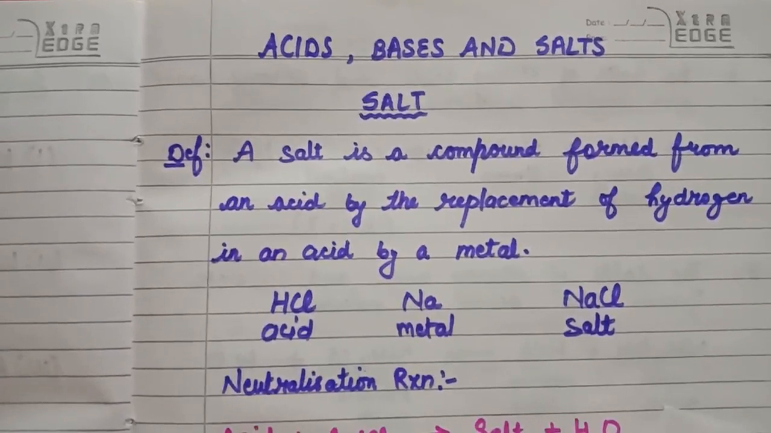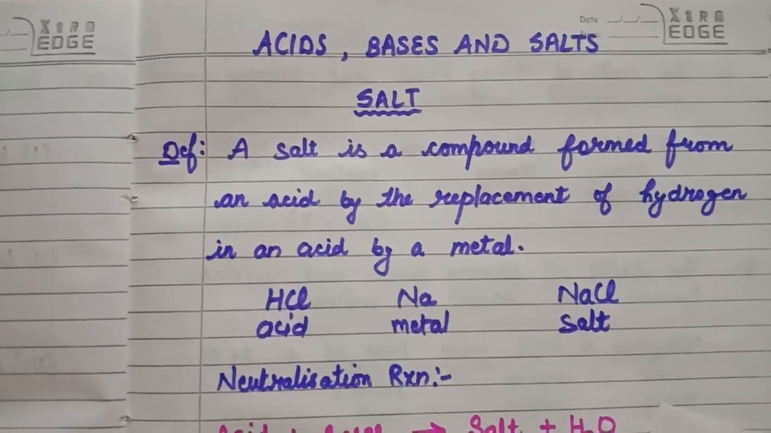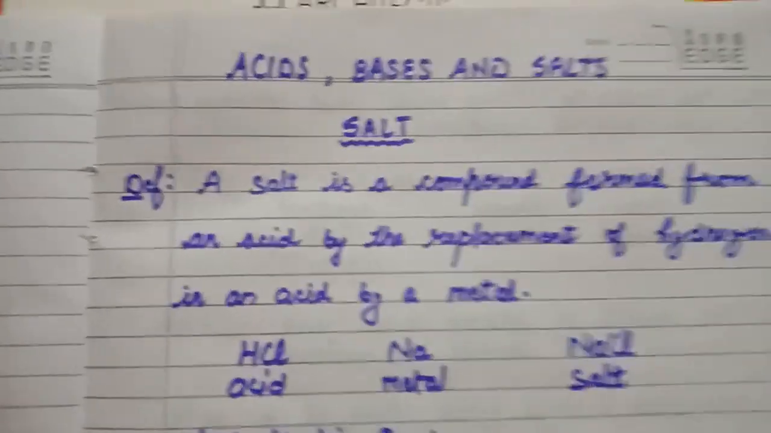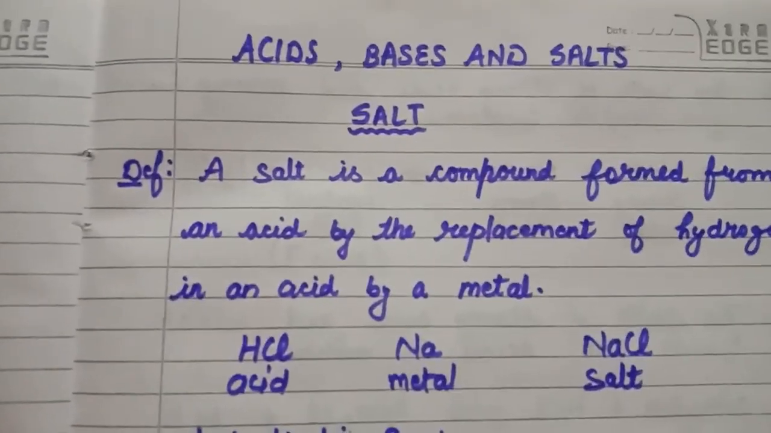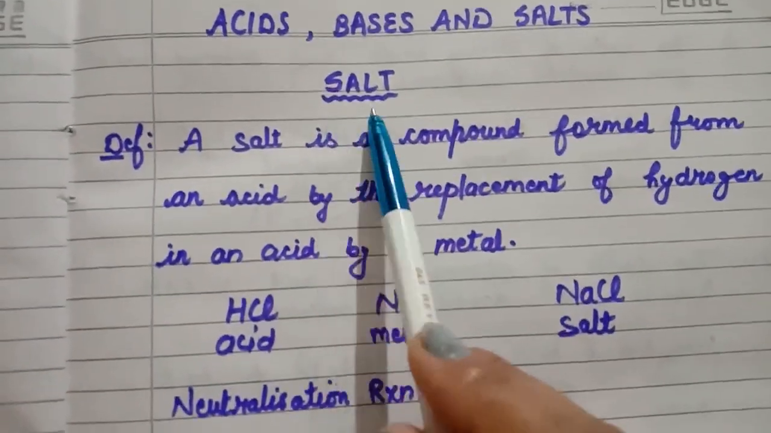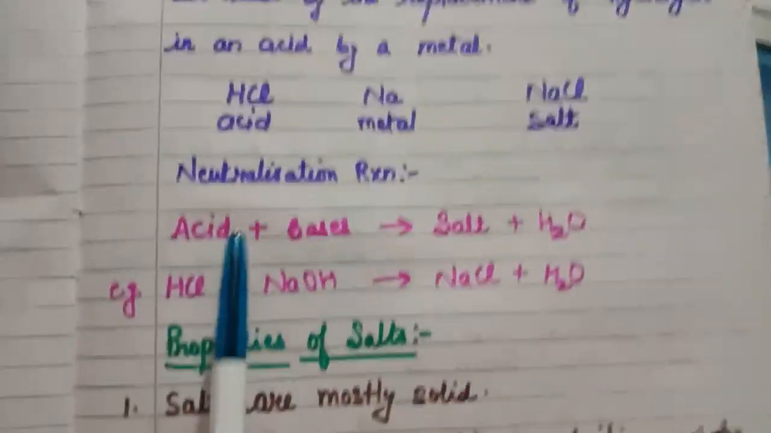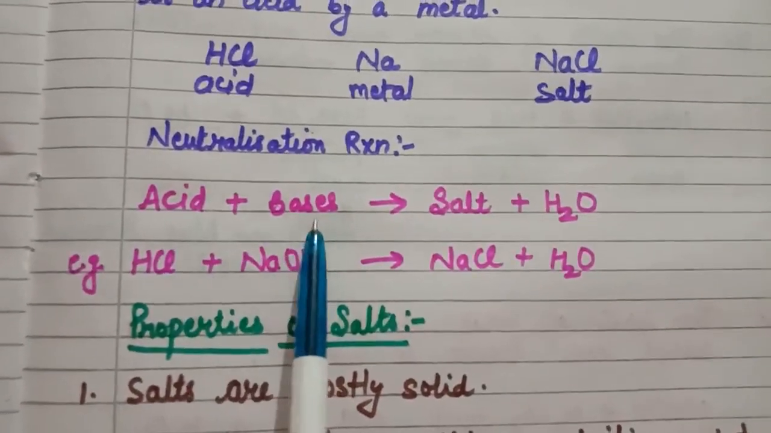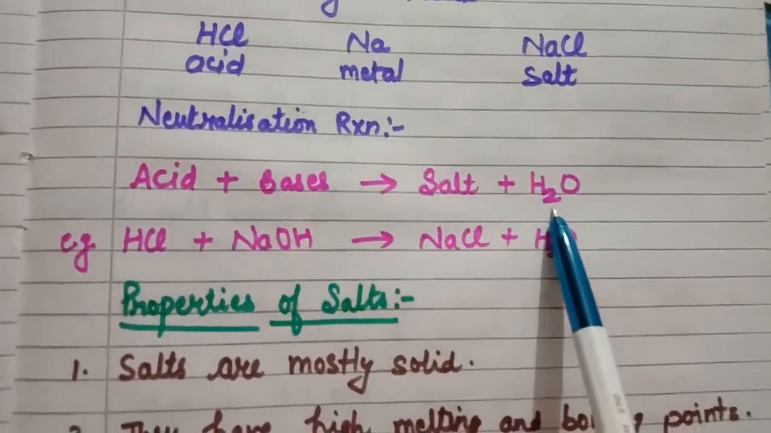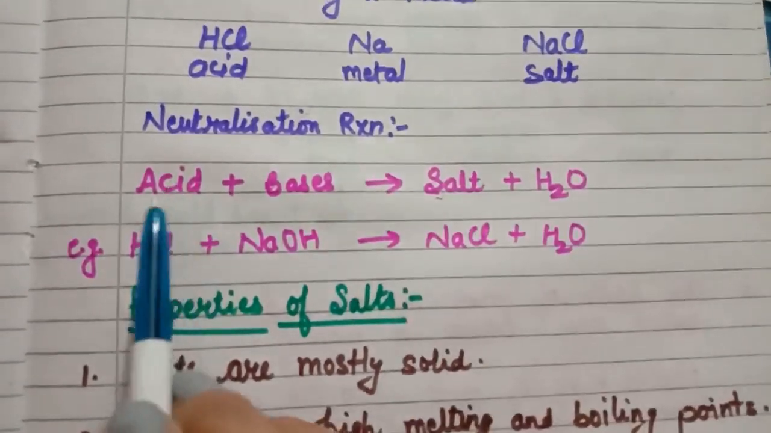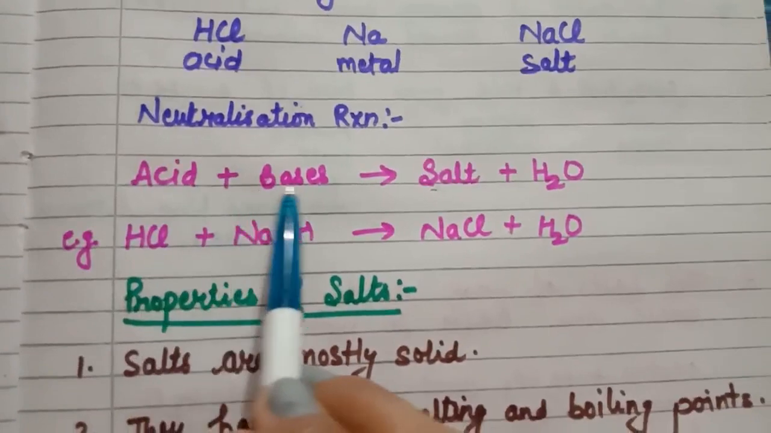So let's get started with our new topic of chapter 2. The chapter's name is acids, bases and salts, and the topic is salt, the last topic of this chapter. Next, what is a salt? We have done a neutralization reaction in which acids react with bases to form salt and some amount of water. So salt is formed by the reaction between an acid and a base.